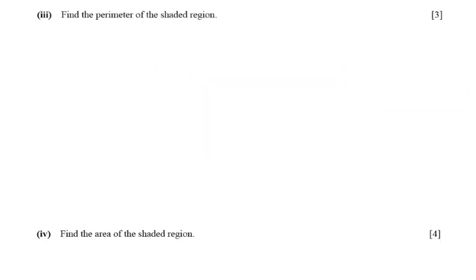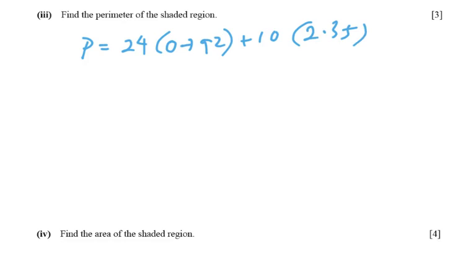The third part of the question is asking you to find the perimeter of the shaded region. To find the perimeter, you need to find the length of arc for both the circle. So the perimeter will be equivalent to the length of arc for the bigger circle, 24, times with the angle that you have found, 0.792, plus with 10 times with 2.35, the length of arc of the smaller circle. So plus them together, you will be getting 42.5 centimeter. So here's the answer.